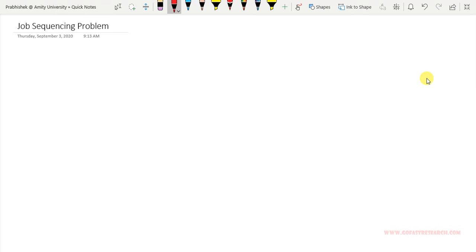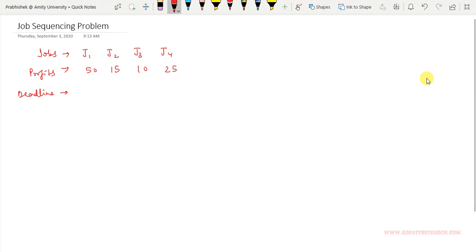In job sequencing problem, the type of numerical that will be given to you is like this: the jobs will be given to you, and the profits associated with the jobs and the deadline associated with the jobs will be given to you. Let's say the jobs are J1, J2, J3, J4. There are total 4 jobs, and the profits associated with these jobs are 50, 15, 10, and 25. The deadlines associated with these jobs are 2, 1, 2, 1. Okay, so these are the deadlines associated with the jobs.